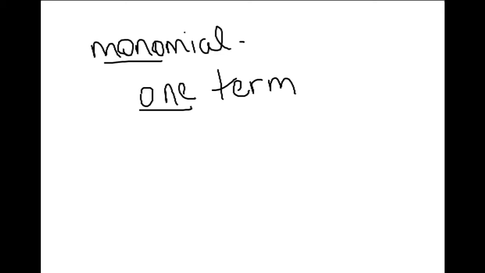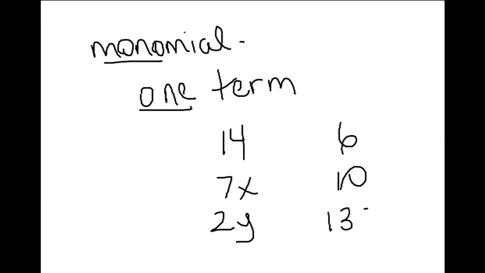For instance, it could be 14. It could be 7x. It could be 2y. It could be 6. It could be 10. Could be 1354a. Those are all single terms, so they're all monomials.